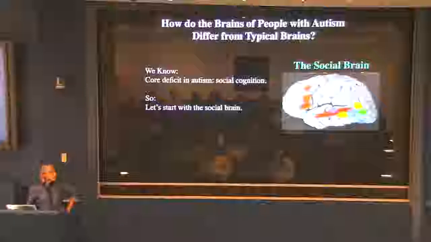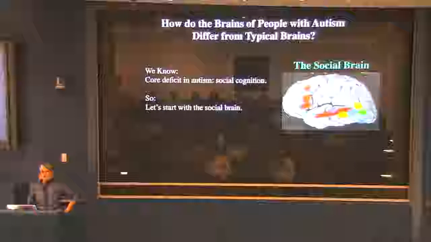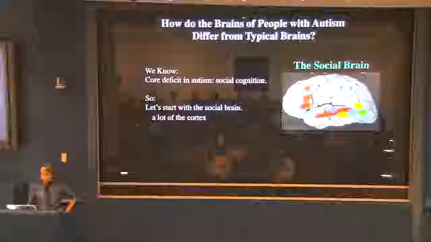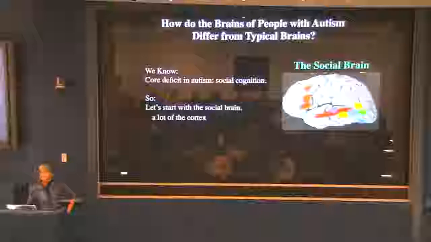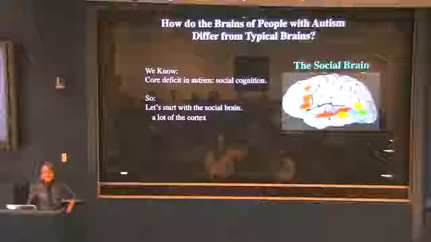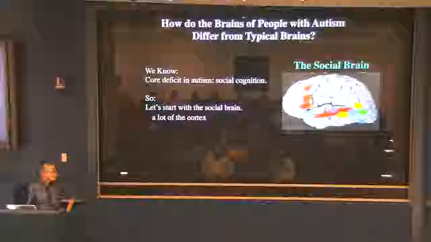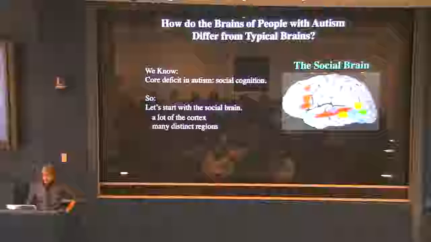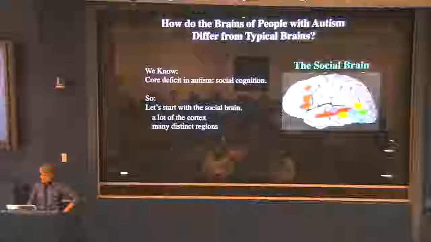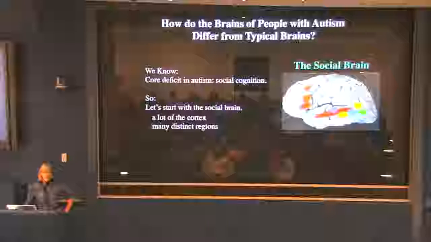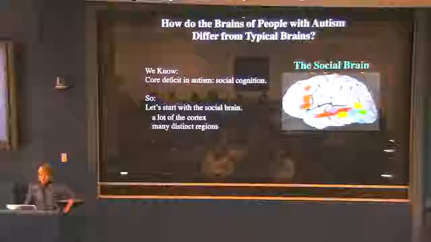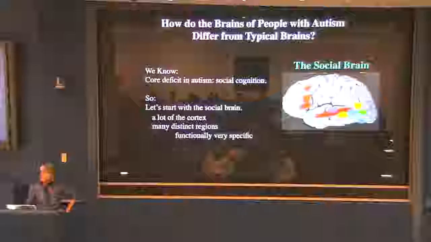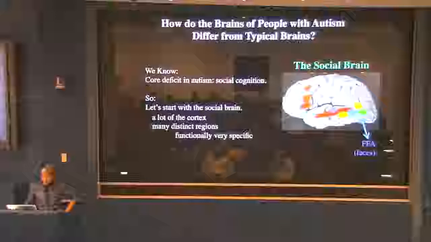Here's a cartoon picture of a brain with a bunch of regions which have been implicated in different aspects of social function. And the first thing you notice is it's a lot of the cortex. Just in terms of area of the brain, a lot of it is involved in carrying out different kinds of social functions. Another thing that you see even in this little cartoon here is that it's not all homogeneous, as John alluded to. There are different bits in there, many of which are functionally very specific. I'll talk about some of those today.